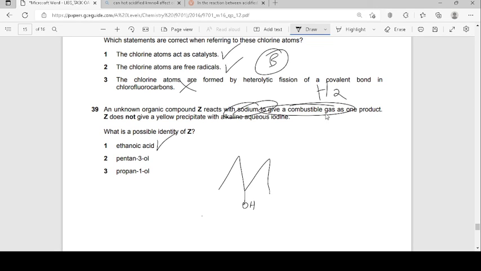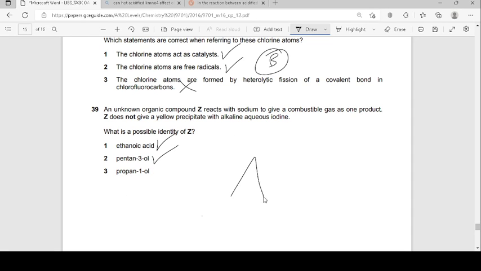So the first part is right. And now it does not give a yellow precipitate with alkaline aqueous iodine. Yes, it does not, because over here it has an ethyl group, and over here it has the ethyl group. It doesn't have any methyl group, so it's not possible that it gives the iodoform test. So this is right.